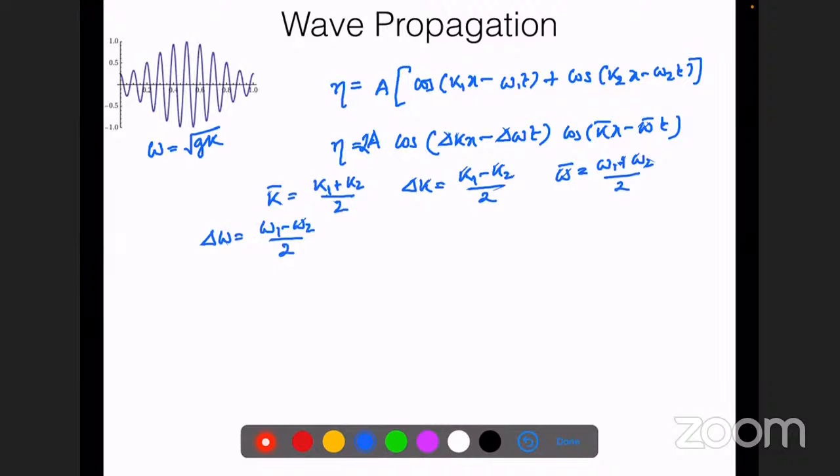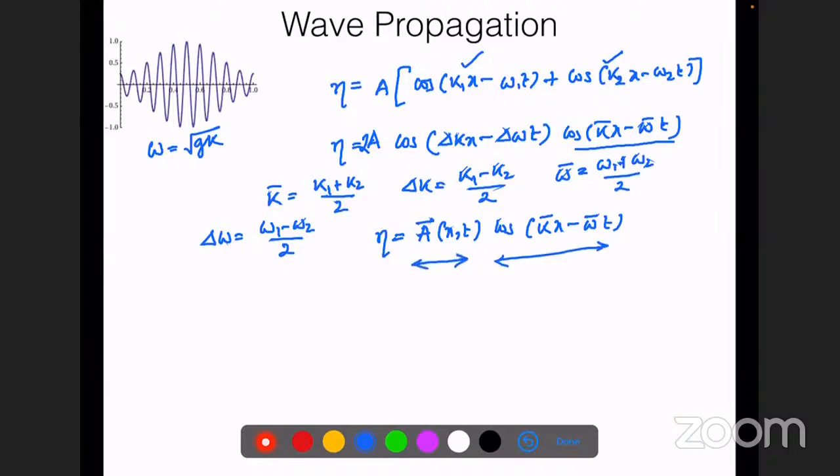So now you can say that two traveling waves of different wave number and frequency which are superimposed can be represented as the evolution of a single wave. I can now write this as some new a bar of x comma t multiplied by cos(k bar x minus omega bar t). So there is a carrier wave, which is the average of the two waves, and then there is an envelope, which is given by cos(delta k x minus delta omega t).